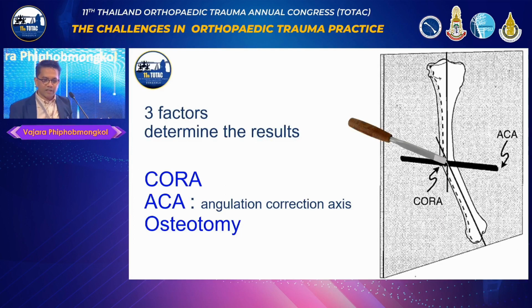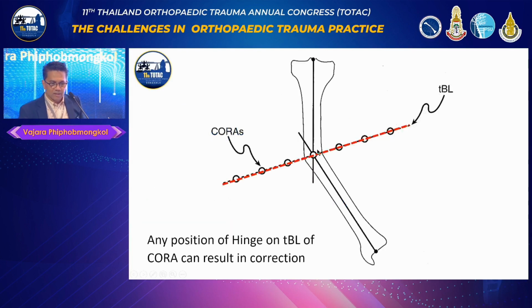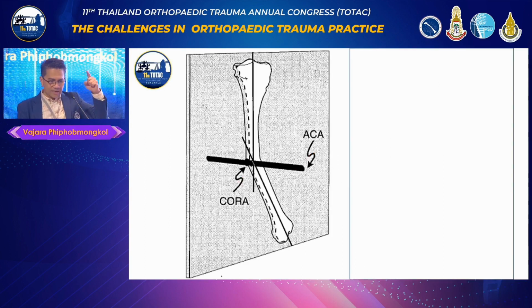So you will have this CORA, right? And then if you bisect this angle, we call it the transverse bisector line, and the correction axis is along this line, like this. You will be able to correct if you put the hinge at the CORA, maybe in the center, or away from the center. It will be a correction if you do the osteotomy there, like this. Everything is on the bisector line. The axis will be, you can put the hinge anywhere here.